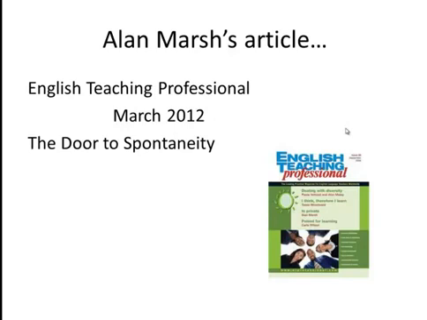Also then, at the same sort of time, I came across another really nice article really talking about the same kind of thing. So this is by Alan Marsh in the ETP. Again, if you don't know this magazine, it's a very good one. Just in March, just last month. And this article was called The Door to Spontaneity, and he's really talking about the same kind of things.